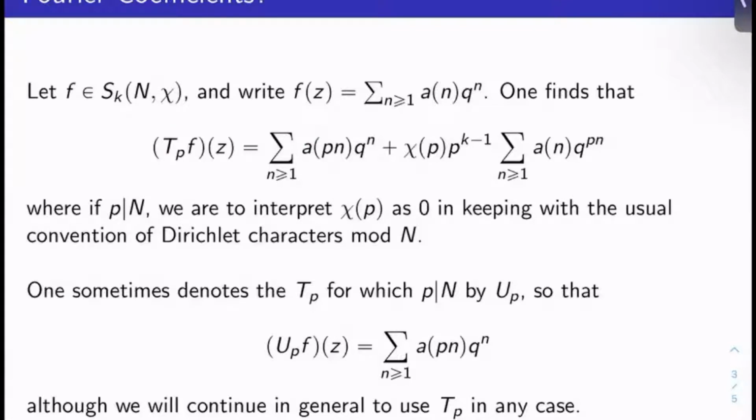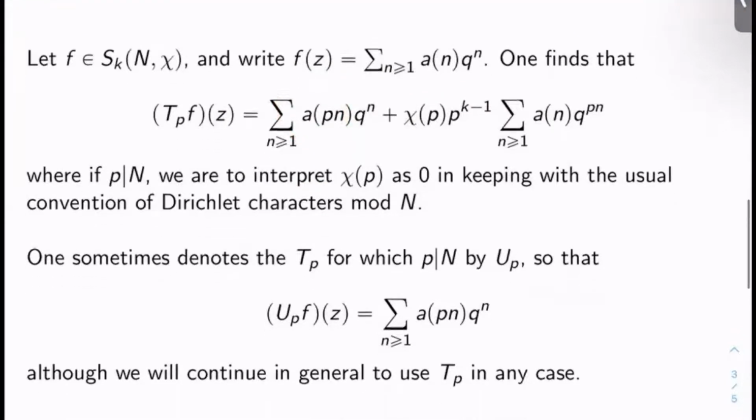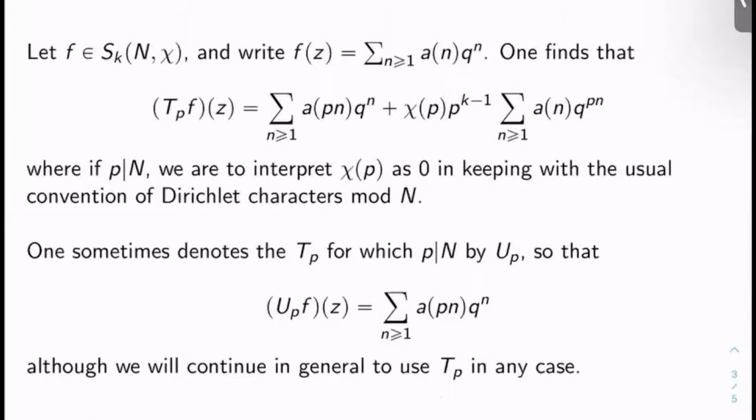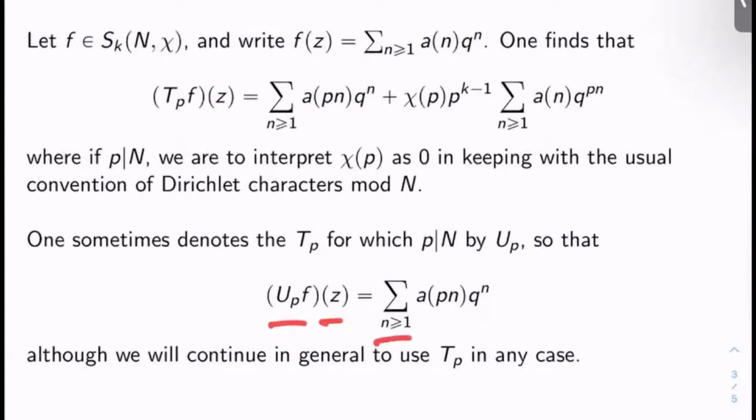Now, if p divides N, we should interpret chi(p) as 0, in keeping with the usual convention of Dirichlet characters mod N. That's what we do for characters. So if p divides N, this whole second term isn't even here. You just get this modified version of the Fourier expansion of f, where the indices of the Fourier coefficients have been scaled by p in that case. Now, speaking of the case p divides N, because these formulas are different, sometimes people call the Hecke operators in that case U_p instead of T_p. So that U_p of f(z) is just the sum over n at least 1 of a_{pn} q^n.